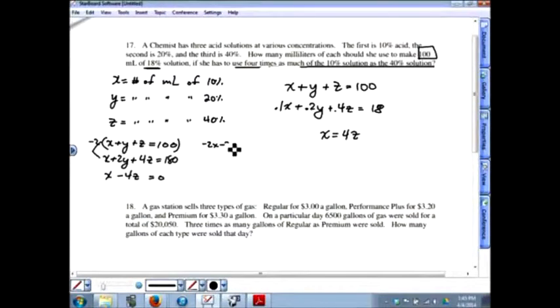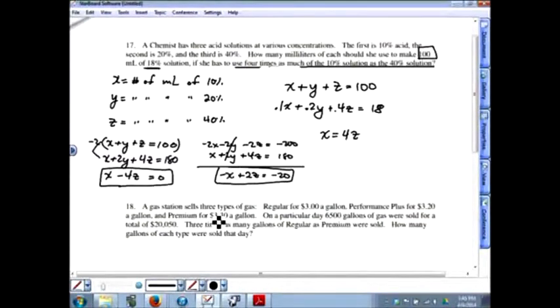That gives me -2x minus 2y minus 2z equals -200. Combine that with the middle equation of x plus 2y plus 4z equals 180. That's going to give negative x plus 2z is equal to -20. So what I was saying earlier is now both of these equations are in terms of the same two variables, x and z, so we could solve this as a system of equations now. Negative x plus 2z equals -20, and x minus 4z equals 0. The x's are gone. 2z minus 4z is -2z equals -20, so z equals 10.